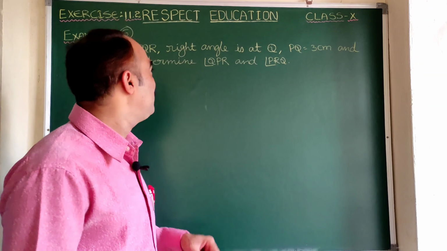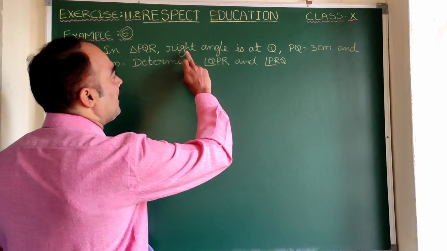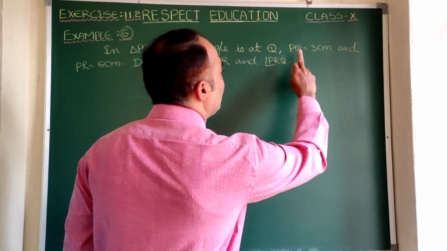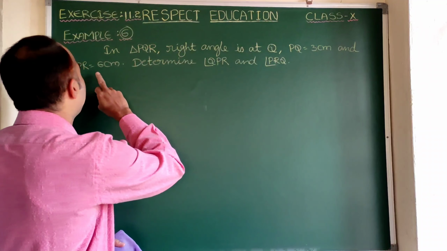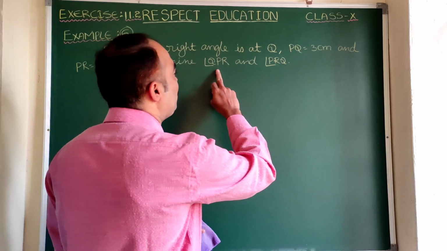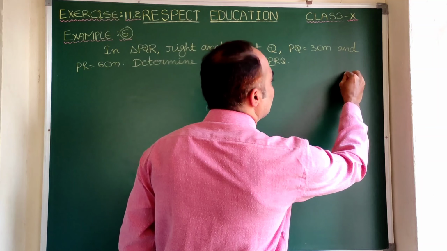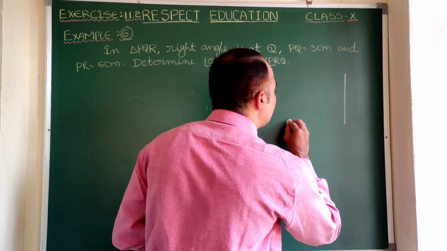Now we will see example 6. In triangle PQR, right angle is at Q. PQ equal to 3 centimeter and PR equal to 6 centimeter. Determine angle QPR and angle PRQ. So let us draw right angle triangle, that is PQR.